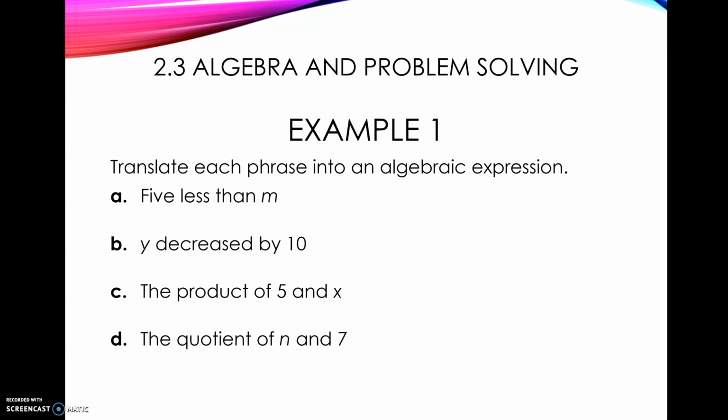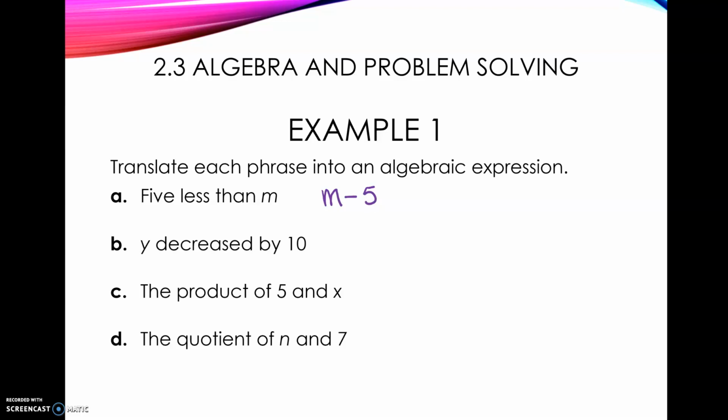Today we're going to get into algebraic equations and some problem solving. And first we need to translate phrases from English words into an algebraic expression. So 5 less than m. Less than indicates subtraction. So we got m. We want 5 less than m, so m minus 5.